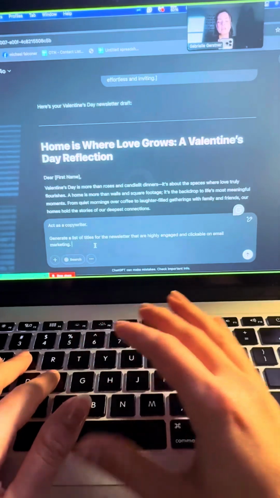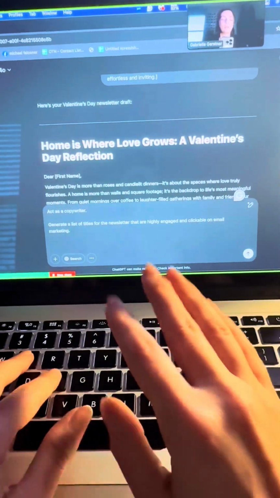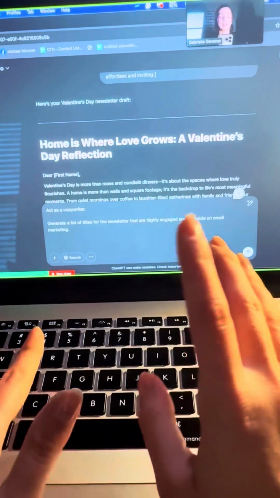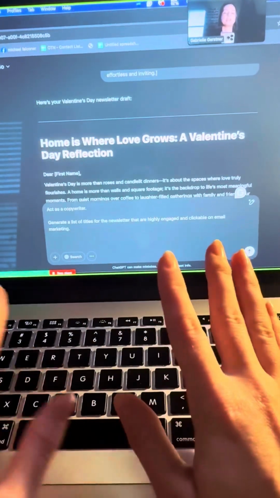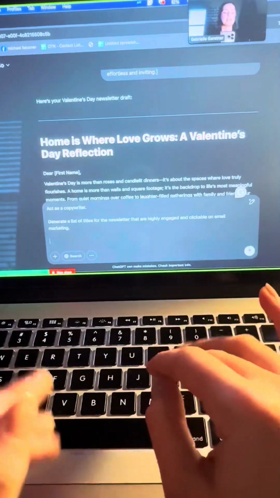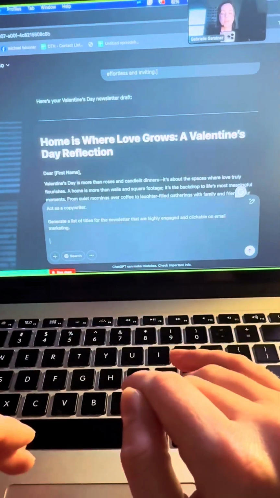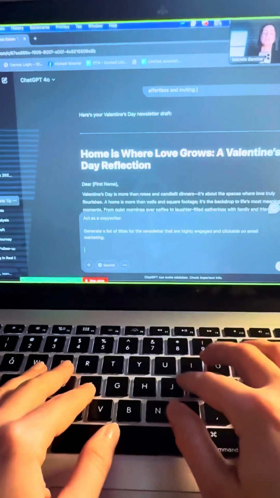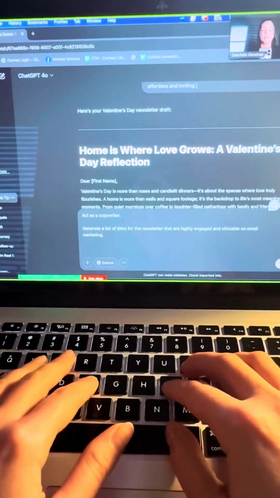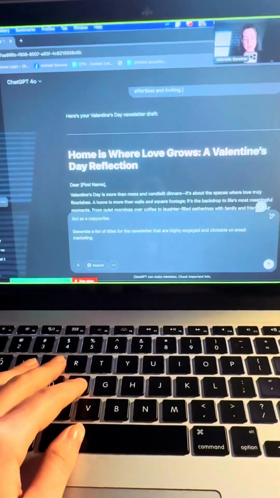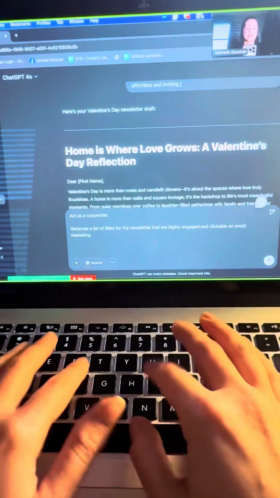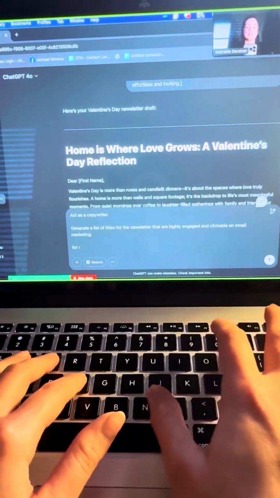It's always good to have roles in the back of your head, and in another time together, I'll go over a really great way for hacking how to get roles. But for now, just keep in mind some roles that you'd like to throw out there whenever you're making your RACE format. So act as a copywriter, generate a list of titles for the newsletter that are highly engaging and clickable on email marketing. And then for my context, I'm going to say, for the newsletter I wrote.